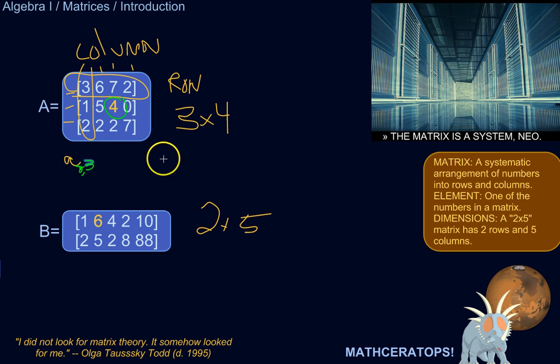So let me go the other way. A subscript 3, 1. So that's the element that's in the third row, so 1, 2, 3, in the first column. So that would be the number 2 right there.